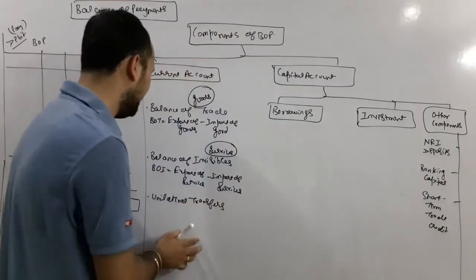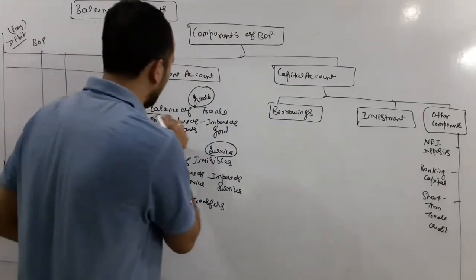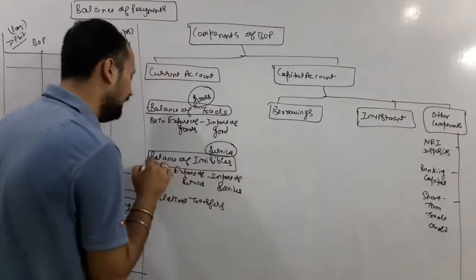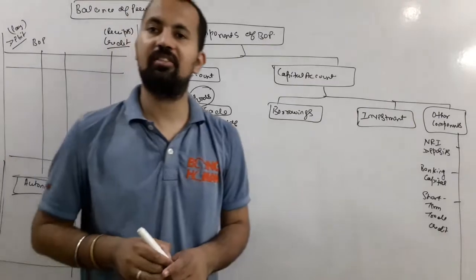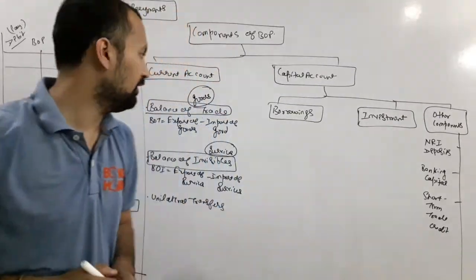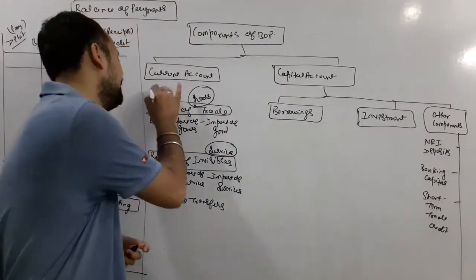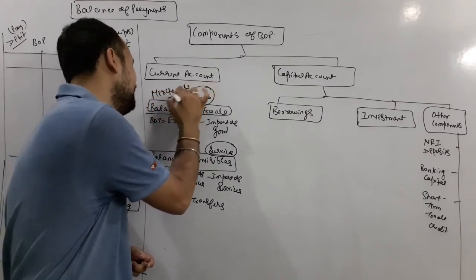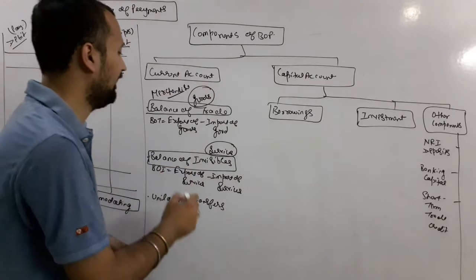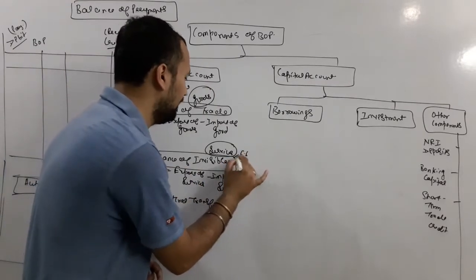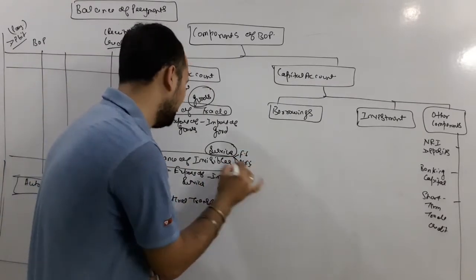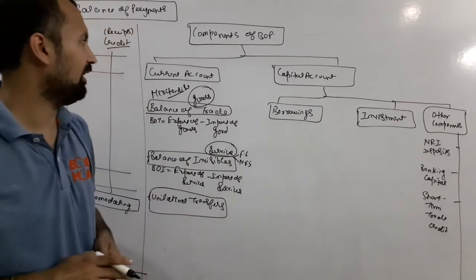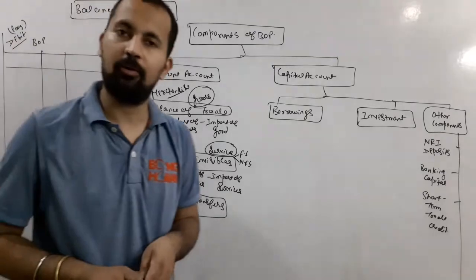Then the last heading is unilateral transfer. So first of all, what does current account mean? Current account means an account that shows flow of goods and services across the borders. Flow of goods means balance of trade. This statement is also known as balance of merchandise. Next is balance of intangibles, meaning services, which can further be classified as factor services and non-factor services. And the last heading is unilateral transfers, that is one-sided transfers, which are categorized under current account.